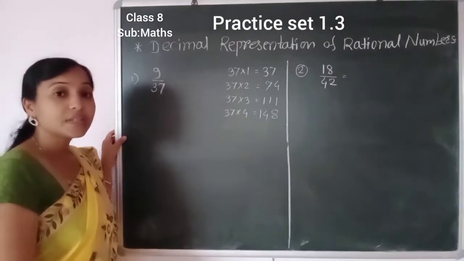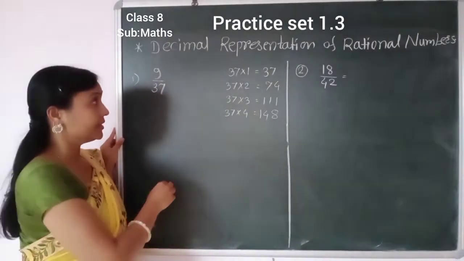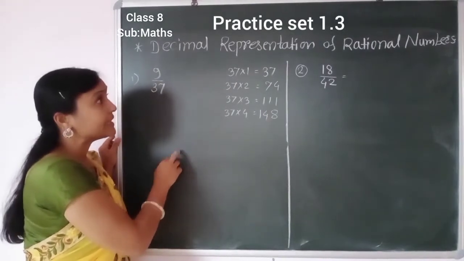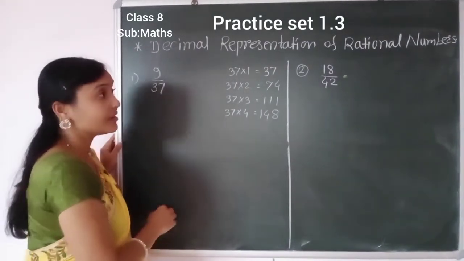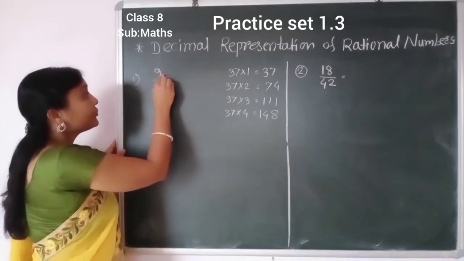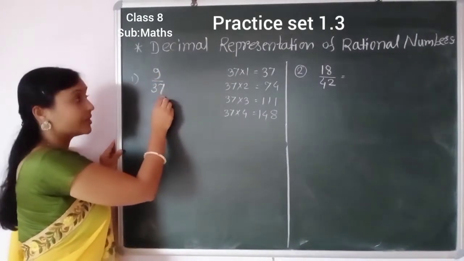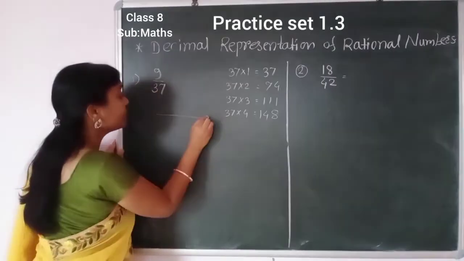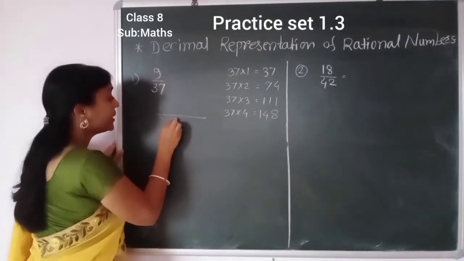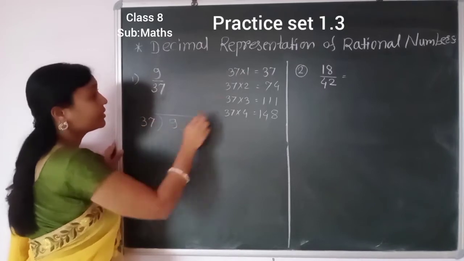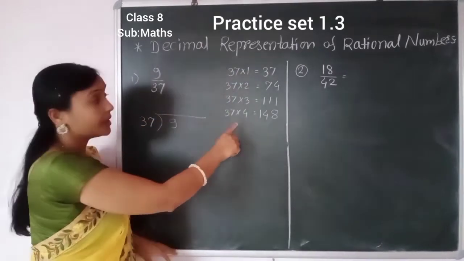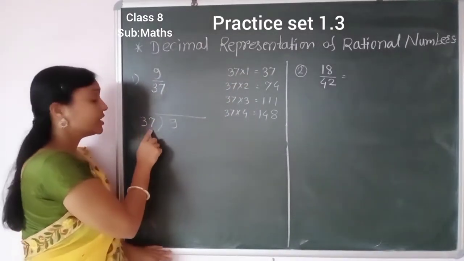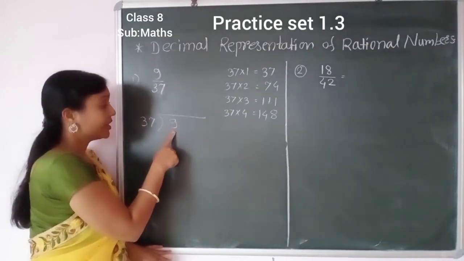Now we see practice set 1.3. Our question is: show the decimal representation of the rational number. First example is 9 by 37. Here the numerator is 9 and the denominator is 37. So we divide 9 by 37. I already wrote the table of 37 here. In the 37's table there is no 9.